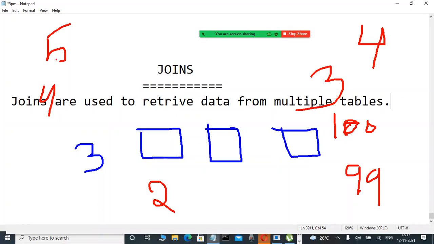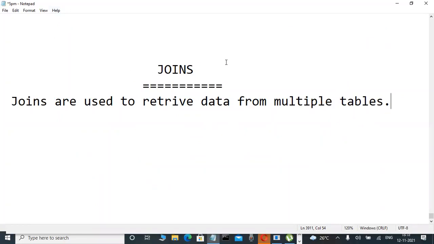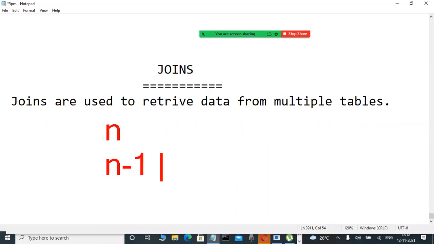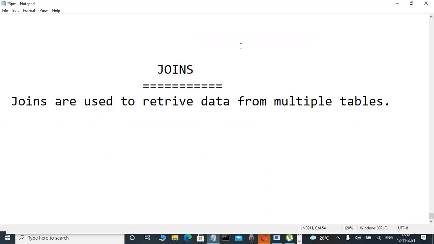Mathematically, this concept in ANSI standards is told like this: whenever we are joining n tables, compulsorily we write n minus 1 joining conditions. Suppose 2 tables, 2 minus 1, 1 joining condition. 5 tables, 4 joining conditions. 7 tables, 6 joining conditions. 9 tables, 8 joining conditions. Otherwise your join is wrong.